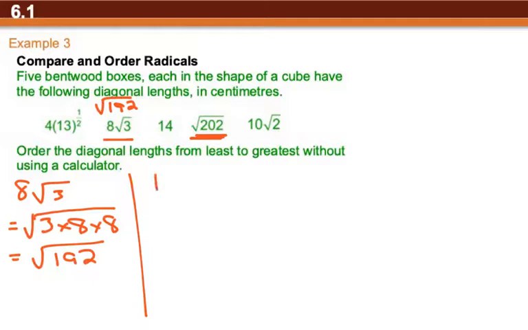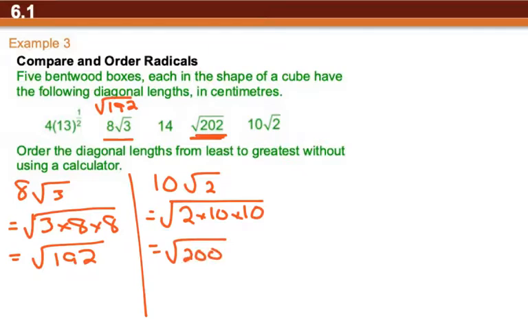10 root 2, same process. At some point under the root before we simplified it, we would have had square root of 2 times 10 times 10. Multiplying that out would be the square root of 200. The other two not quite as easy, but we'll deal with 14 next.